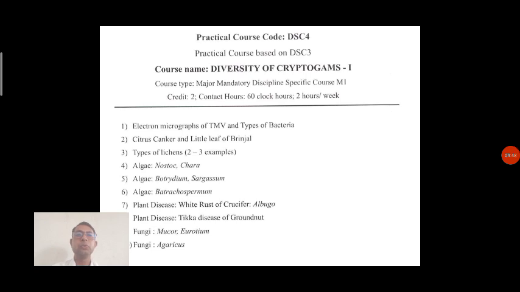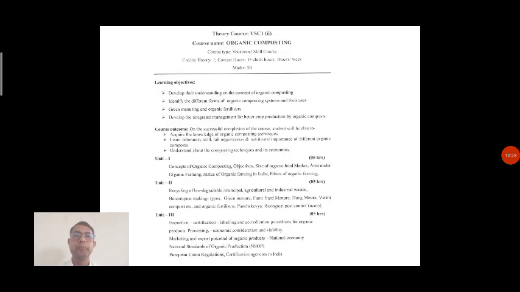Along with these we are going to move to the 7th and 8th practicals, which are related to plant diseases. These plant diseases are caused by different organisms, and we are going to study them in the 7th and 8th practicals. In the 9th and 10th practicals, we are going to study fungi, particularly Mucor, Eurotium, and Agaricus, for example mushroom. So this is the overall structure of our syllabus belonging to botany.